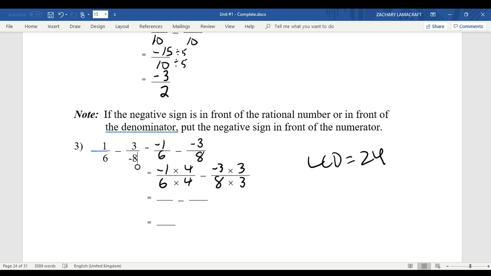So -1 times 4 is what? -4, and then our lowest common denominator is 24. And then we have -3 times 3, -9 over 24. And then if I did -4 subtract -9, we're actually adding, right? If you remember, we've got those two negatives. So in this case, it would be -4 plus 9 to give us the answer of 5 over 24. Cool?